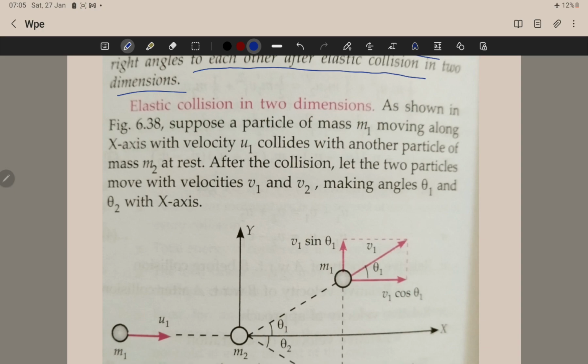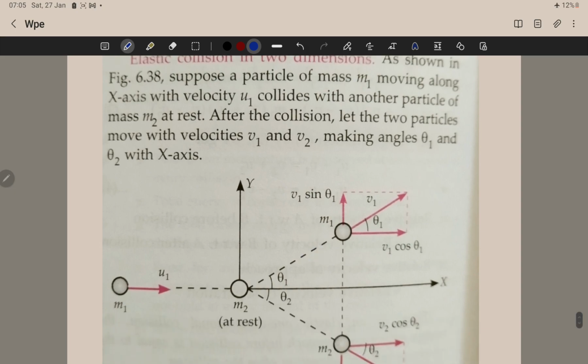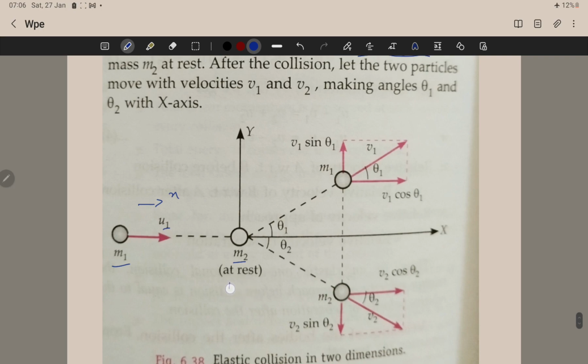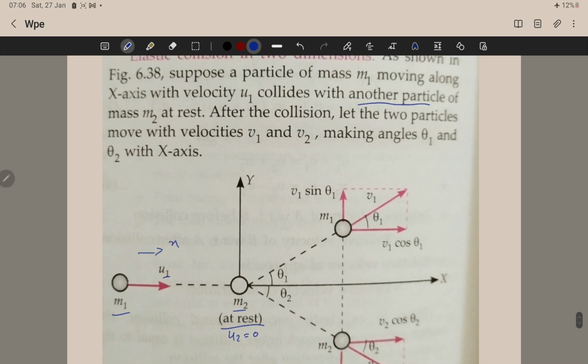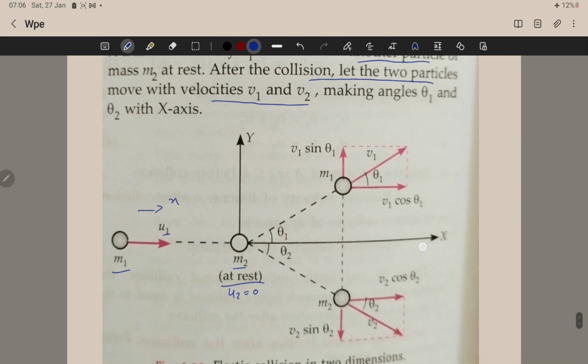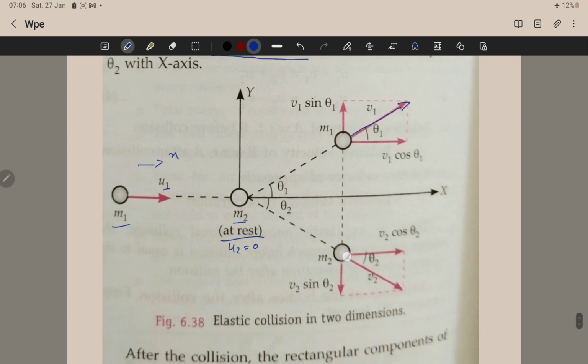Suppose a particle of mass m1 is moving along the x-axis with a velocity u1, and collides with another particle of mass m2. This is the mass m2 and its velocity u2 is 0 because it is at rest. After collision, let the two particles move with velocities v1 and v2.